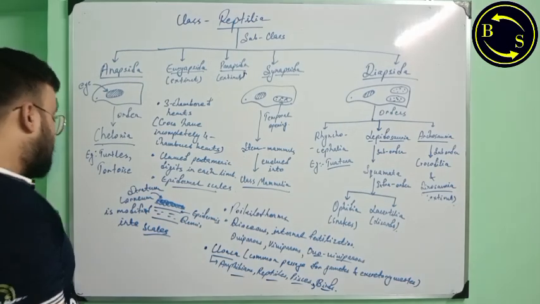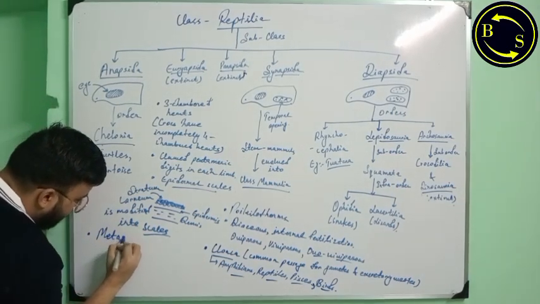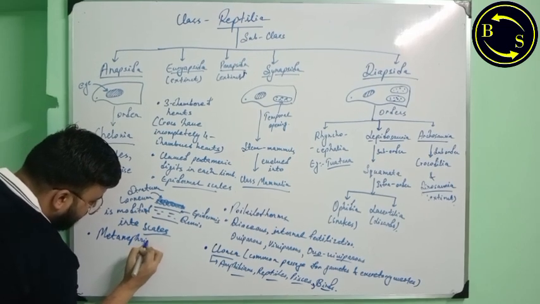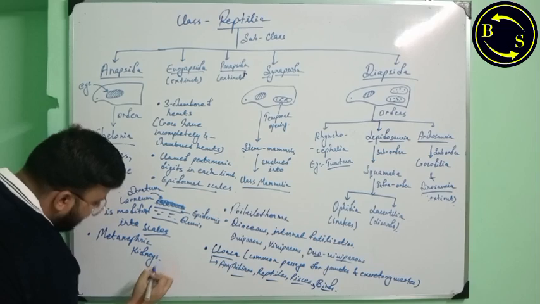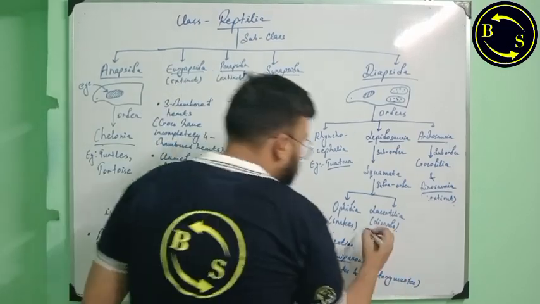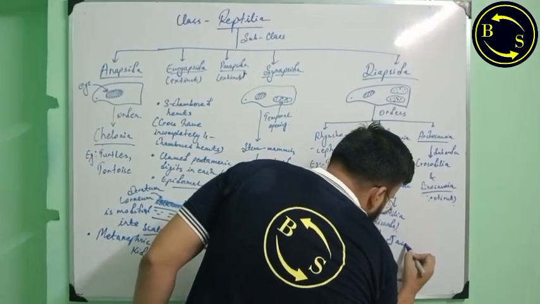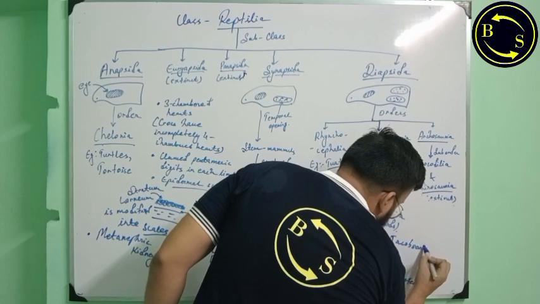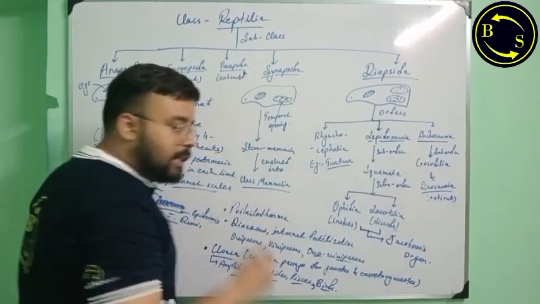And they have metanephric kidneys. The first time we are seeing metanephric kidneys. Okay. And in snakes and lizards, they have a Jacobson's organ. Now, what is this Jacobson's organ?